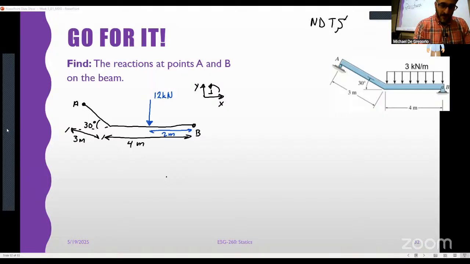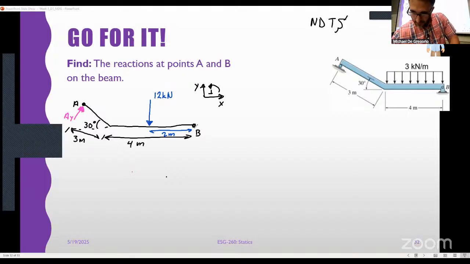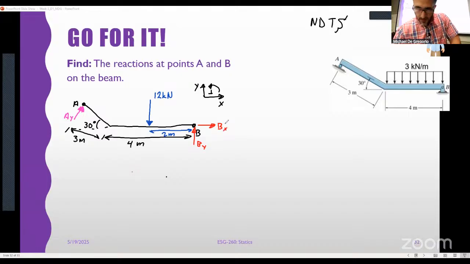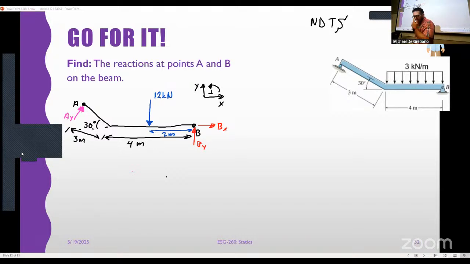We didn't put our reaction forces on here, right? AY, BY, and BX. There we have it. A complete free body diagram. Look, 3 unknowns. It's crazy. It's almost like these problems are designed so that we have to use 3 equations to do them. Amazing. All right.